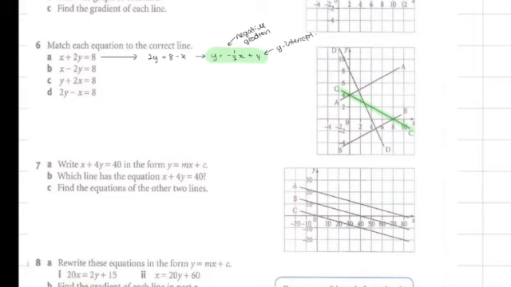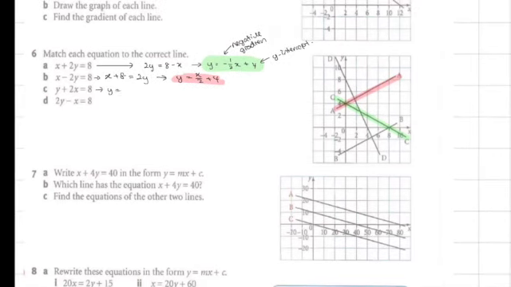Next one. x plus 8 equals 2y. y equals x over 2 plus 4. Positive gradient and y-intercept 4. Next one here: y equals 8 minus 2x. So negative gradient, y-intercept 8. This one is this one. And the last one.